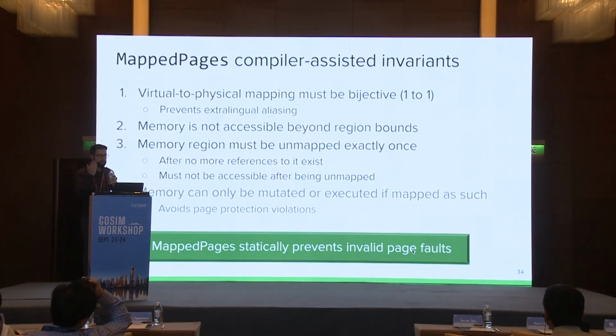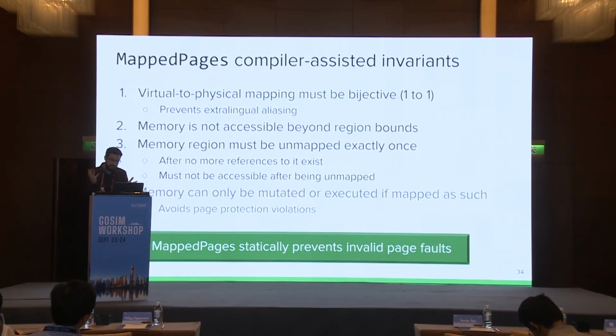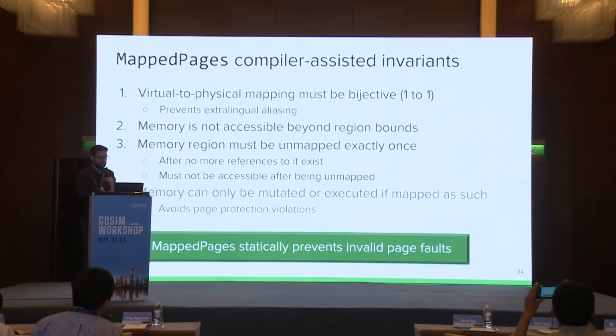Okay, so just to sum up, the mapped pages type enforces these invariants with the help of the compiler. The invariants are that it's a bijective mapping, one-to-one between a virtual and a physical frame. You can't access memory beyond the bounds of that region, so you can't overlay a type that's bigger than the underlying memory region. We're guaranteed that the memory region gets unmapped exactly once, no more, no less.